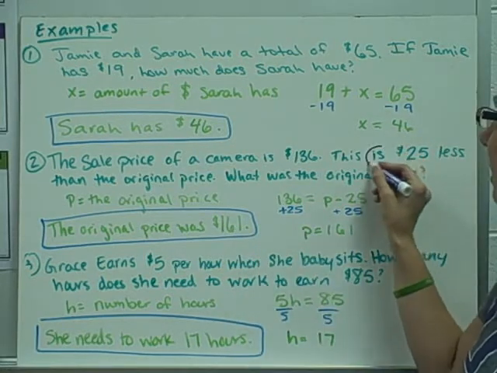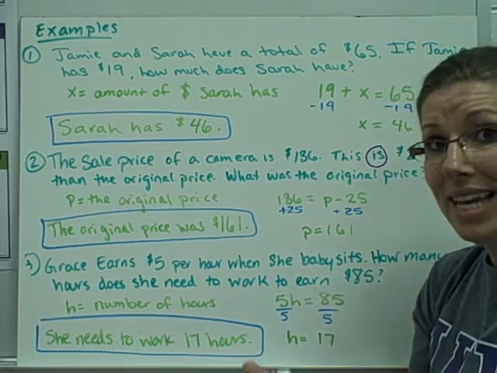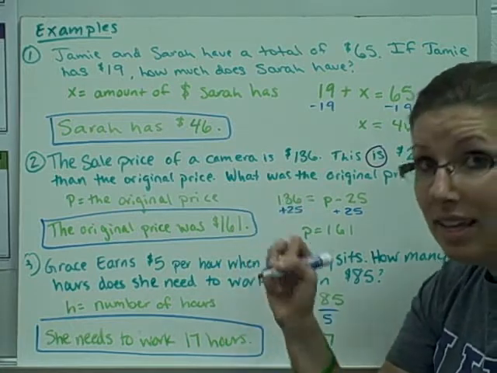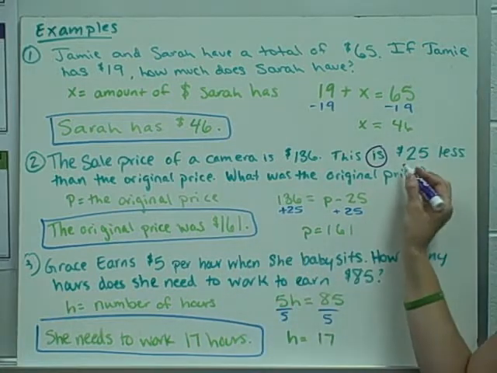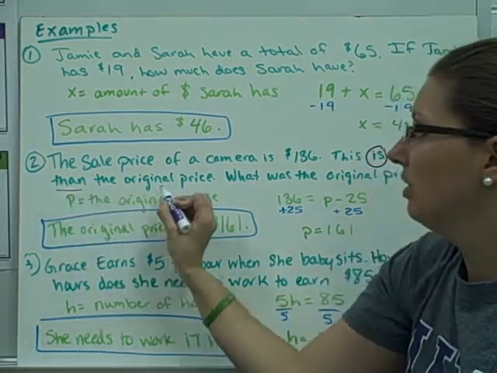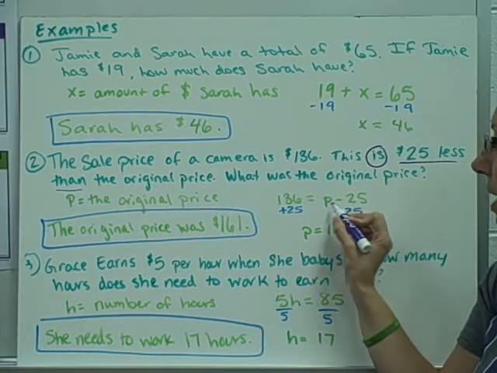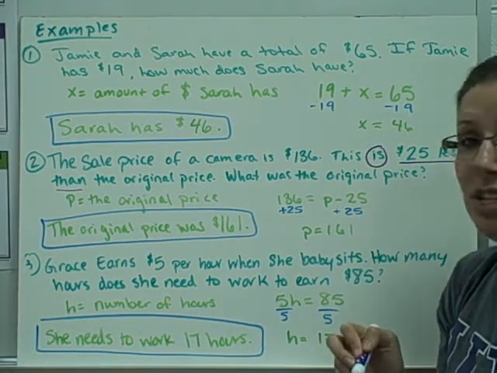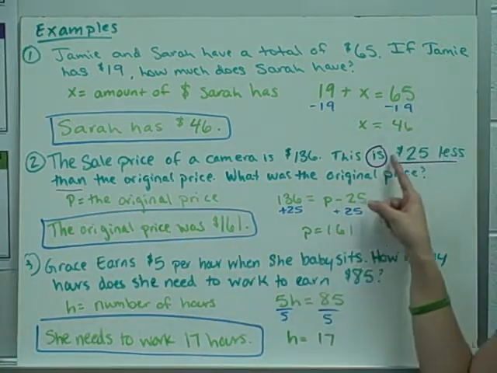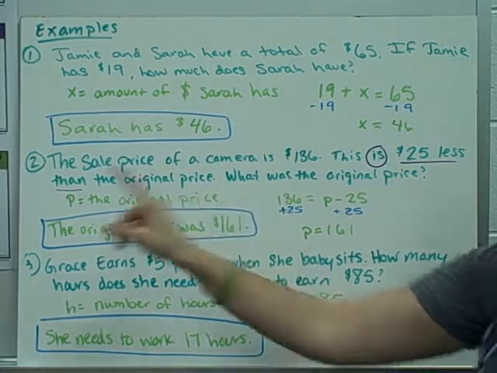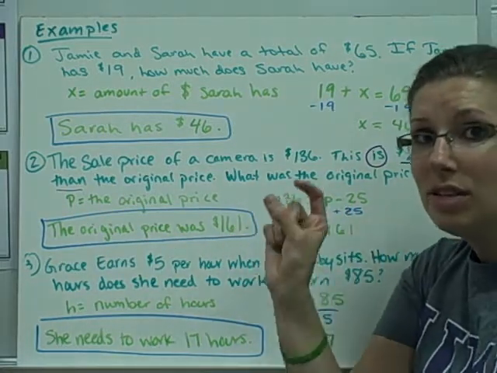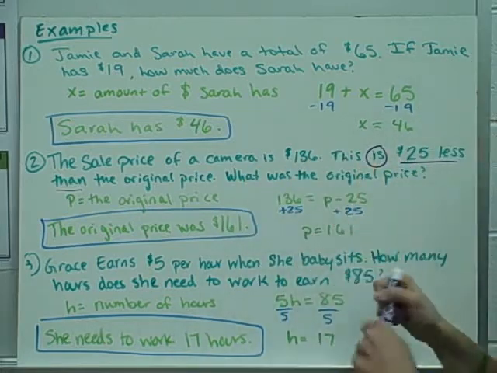This word, is, in math, means equals. So if it says this is, I can write down 136 equals, and then whatever the rest of the statement is: 25 less than the original price. So this here, P minus 25, is exactly translated from this phrase I underlined, $25 less than P. When you have less than, that's your signal to turn something around.